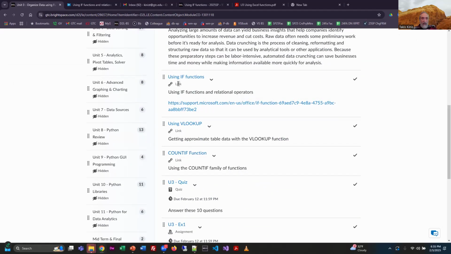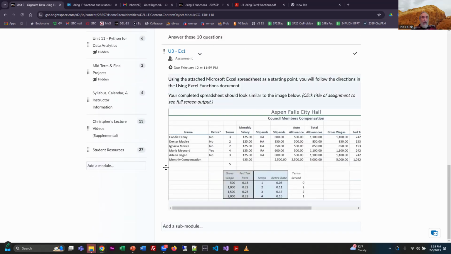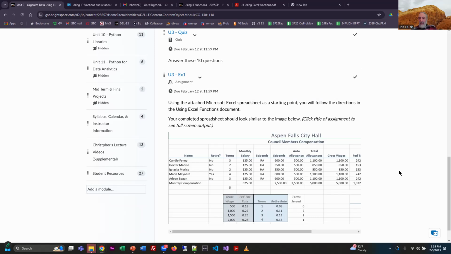So these are the 3 links. These all take you to the same video series. And then we'll use that to try to build these exercises.